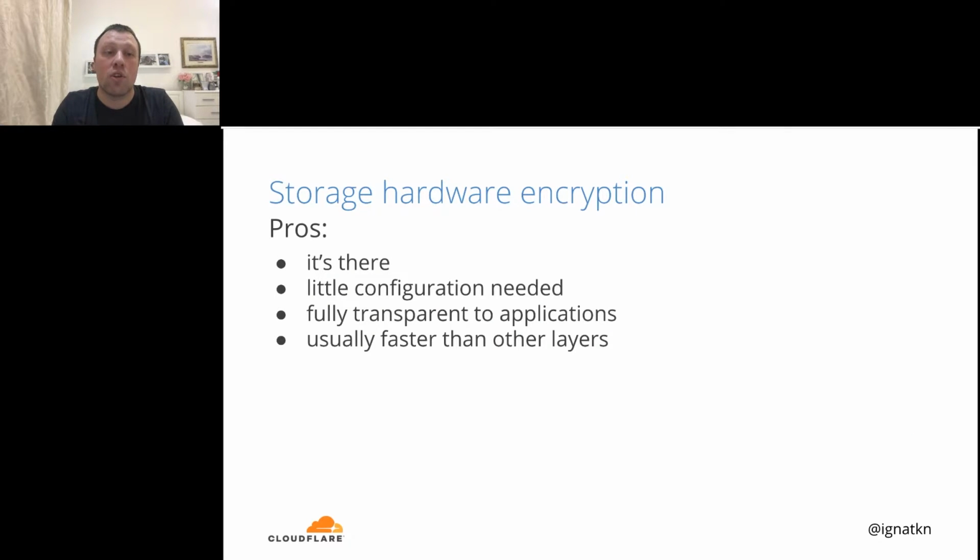Let's review the pros and cons of each layer. For storage hardware encryption, the obvious advantage is it's just there. If you buy a disk which can encrypt data, you don't have to do anything else. It will do it on your behalf, so you don't need much configuration. All you need to provide is an encryption key or a password, and the disk will do it for you. It's fully transparent to your applications and services, so they don't even know that the data they send to disk is being transparently encrypted. It's usually faster than other layers because the encryption is done in hardware and we don't use the host CPU resources to perform the encryption.